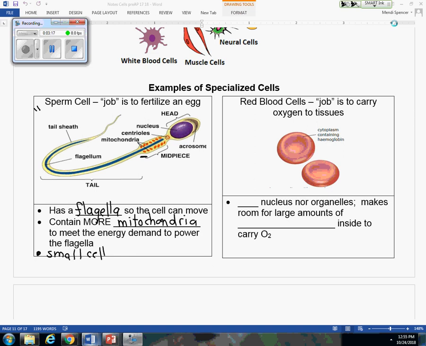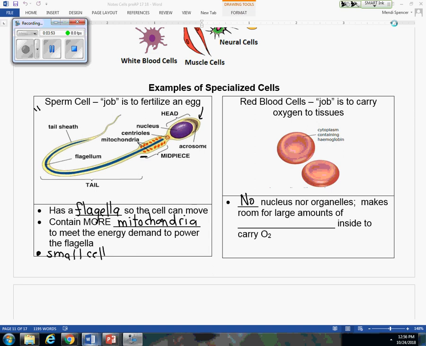There's other features that you don't have to necessarily list for me, but one is this head part that's going to penetrate the egg. It's pointed, so that allows it easier access to the egg. It also contains digestive enzymes on the surface of the head region of the sperm cells, so it can digest that part of the cell that it has to in order to fuse with the egg. Red blood cells would be another example of a specialized cell that you can list. Its job is to carry oxygen. Now what's unique about these cells, or some features that will assist it in doing its job, is it doesn't have a nucleus.